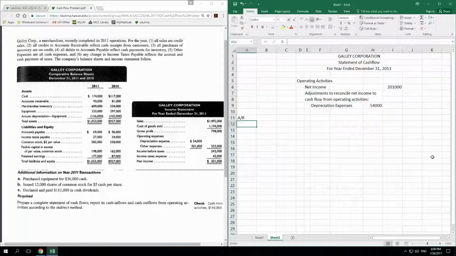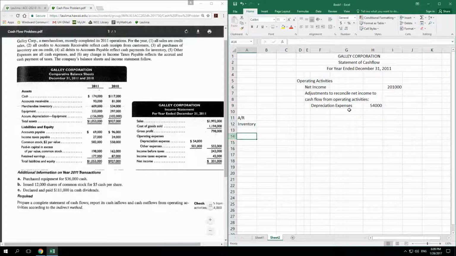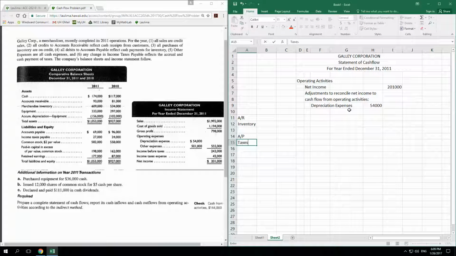So we need to know the change in our current assets. So we got two current assets, we got accounts receivable and inventory, and then we got two current liabilities. We got accounts payable and taxes payable, right? So let's see. Accounts receivable went from 81 to 93. Okay. So there's an increase of 12,000 in accounts receivable. Okay. What did I say what the rule was, right? We're going to subtract increases in current assets, right? So I'm going to subtract that $12,000. This here on the right is just my notes. That wouldn't be part of the actual statement, okay?